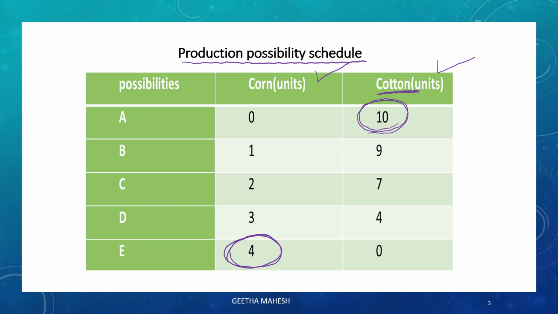An economy has other possibilities too, like B, C, D. An economy can produce 1 unit of corn and 9 units of cotton, or 2 units of corn and 7 units of cotton, or 3 units of corn and 4 units of cotton. So it has different possibilities. Now an economy has to choose which combination of corn and cotton is suitable for it.